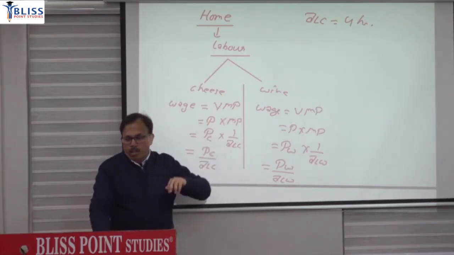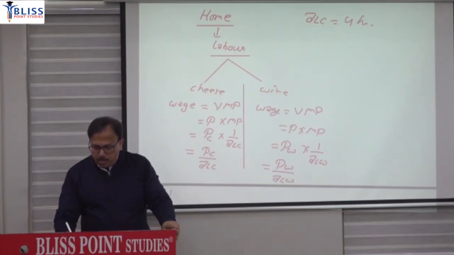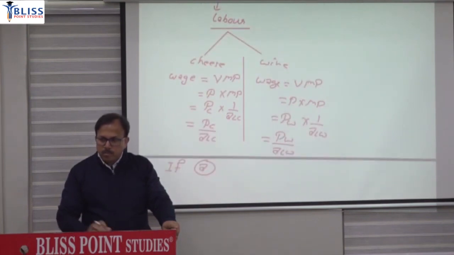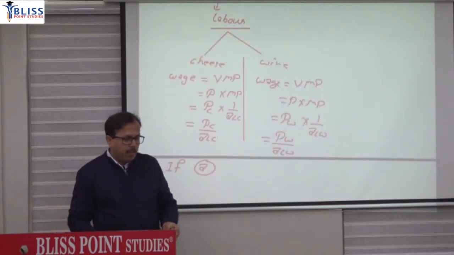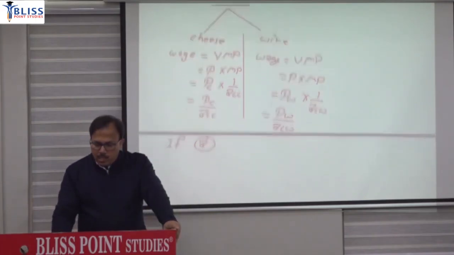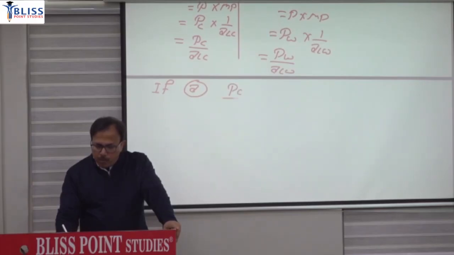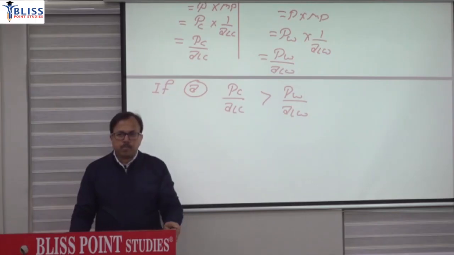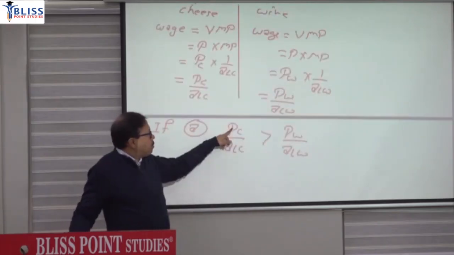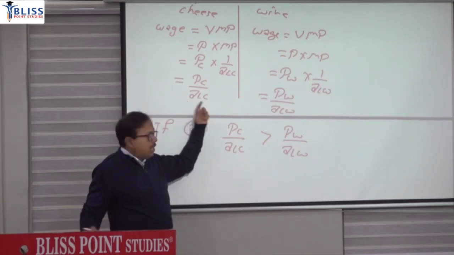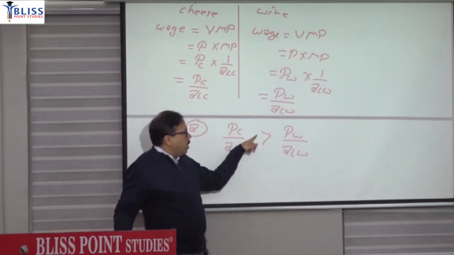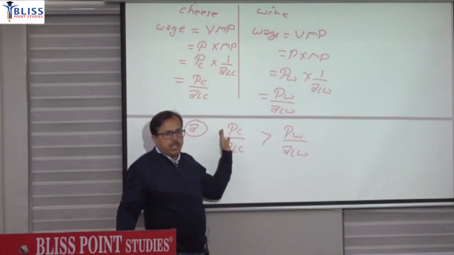Is it clear so far? Now I am creating 3 possibilities. If number 1, okay, consider 3 possibilities here. First, if I say that PC upon ALC is greater than PW upon ALW, it means what? What is this number PC by ALC? This is wage in cheese. And what is this number, wage in wine?